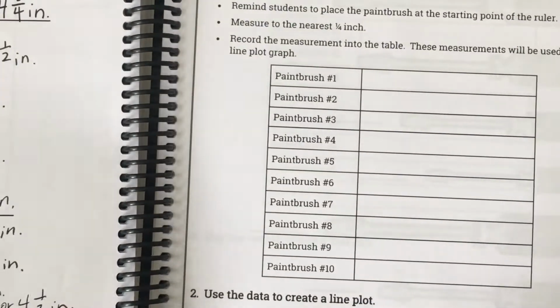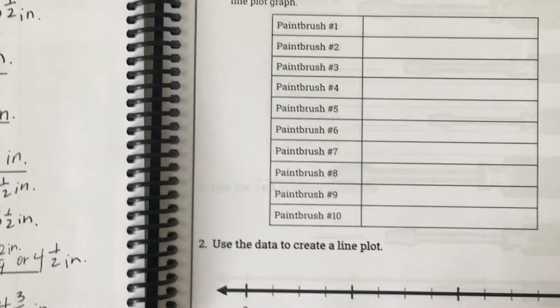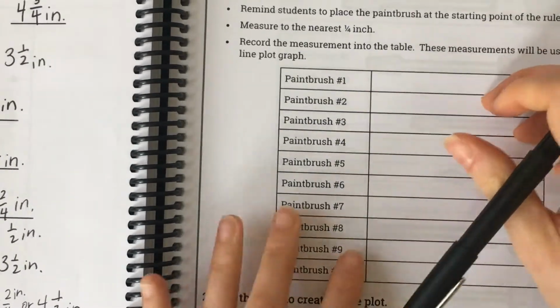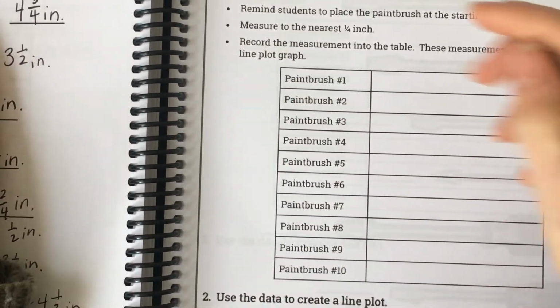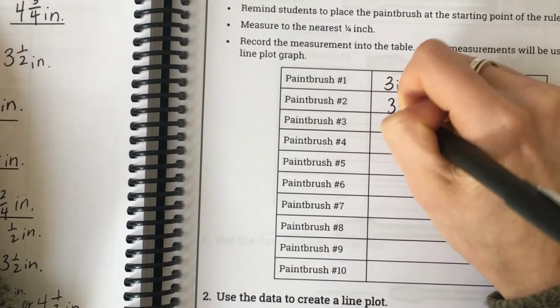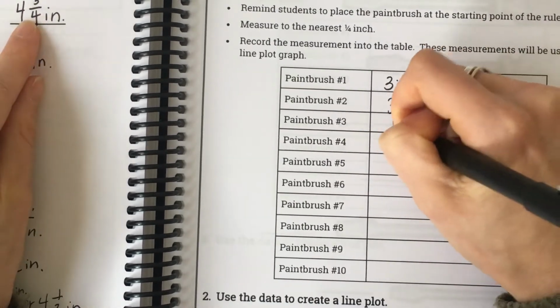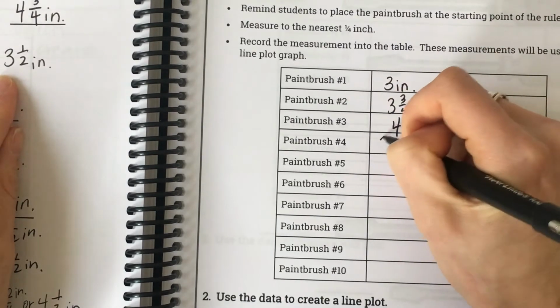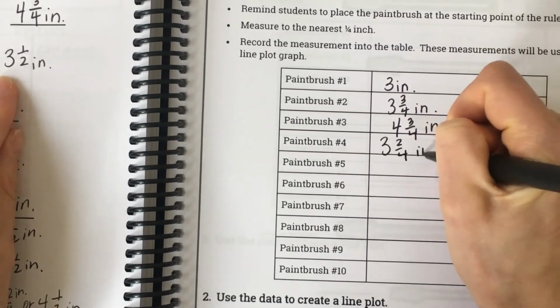All my lengths, I'm going to put those into my table, okay, so that I can have data. So paintbrush number 1 was 3 inches. Paintbrush number 2 was 3 3/4 inches. Paintbrush number 3 was 4 3/4. Paintbrush number 4 was 3 2/4.